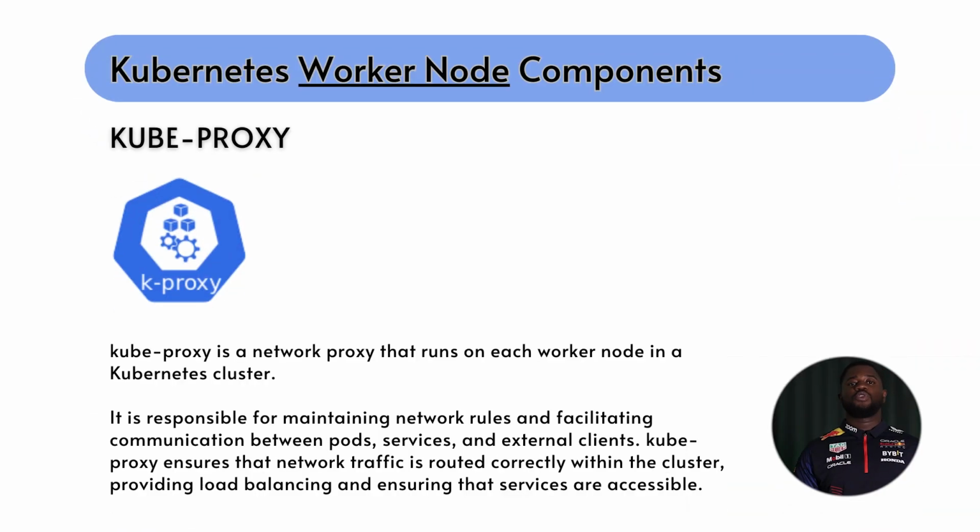Lastly, we have the kube-proxy. Kube-proxy is a network proxy that runs on each worker node within a Kubernetes cluster. It is responsible for maintaining network rules and facilitating communication between pods, services, and external clients. Kube-proxy ensures that network traffic is routed correctly within the cluster, providing load balancing and ensuring that services are accessible.